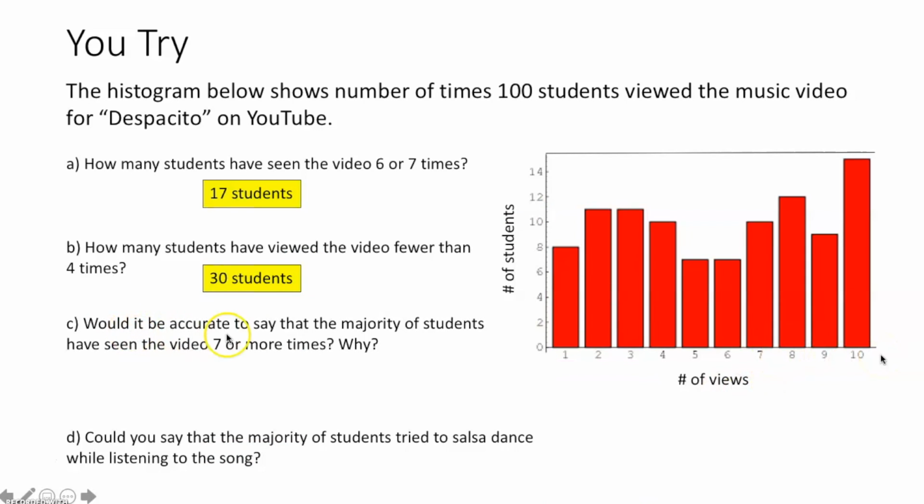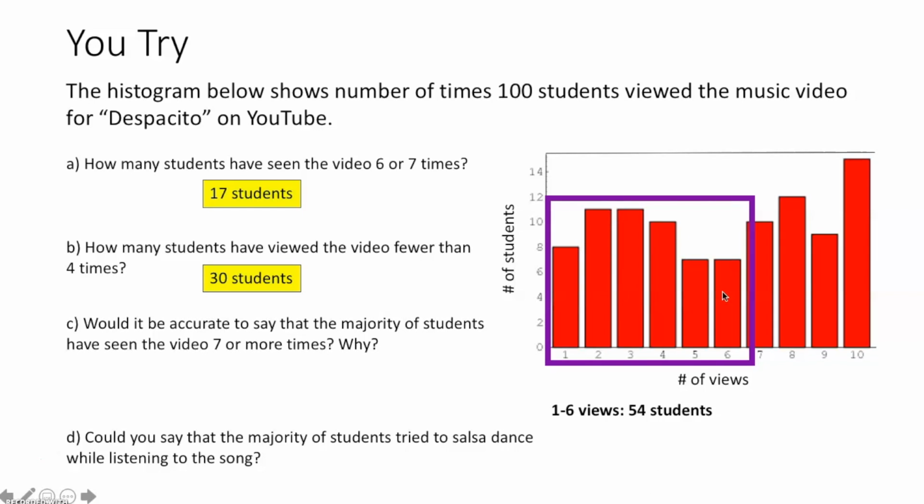Part C, would it be accurate to say that the majority of students have seen the video 7 or more times? Why? So 7 or more times, so that means we're adding together 7, 8, 9, and 10. And we also have to add together the 1, 2, 3, 4, 5, and 6, right? So if we add these together, 8 plus 11 plus 11 plus 10 plus 7 plus 7, we get 54 students.